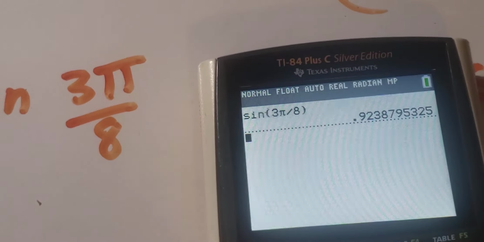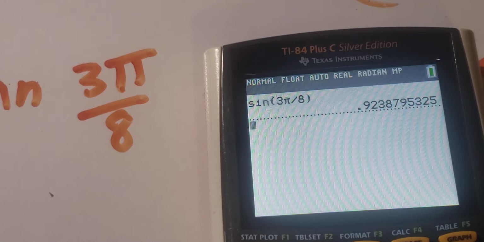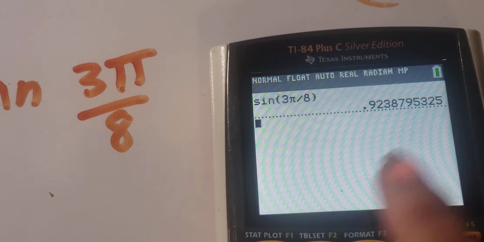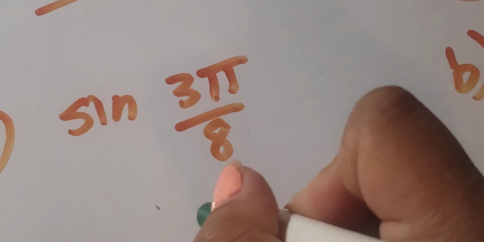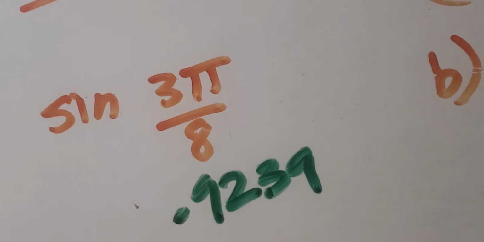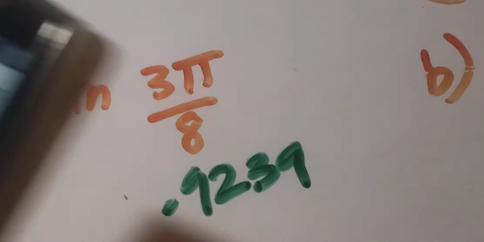Depending on what the directions say, they might say round to the nearest tenth, hundredth, thousandth, 10,000. Something like this, we usually tell students to round to 4 decimal places. Sometimes it's just different, so I say just stick to 4. If it doesn't specify, stick to 4. So we're going to have 0.9239, okay? And it's just an approximation. Obviously, the numbers are longer.